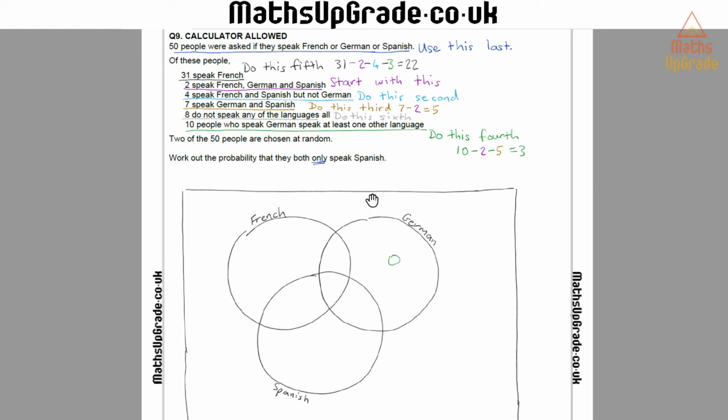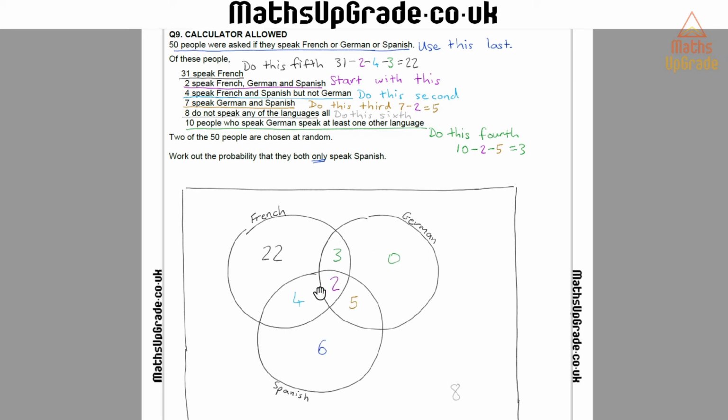The next thing we're going to do, we're going to use this information here. 10 people who speak German speak at least one other language. So we already know this was 2, this was 5. So these two regions here must add up to 3, since 10 minus 2 minus 5 is 3. Now, we're also told they speak at least one other language, right? So this must be 0, and I've already written it in here. This must be 0, so this must be 3.